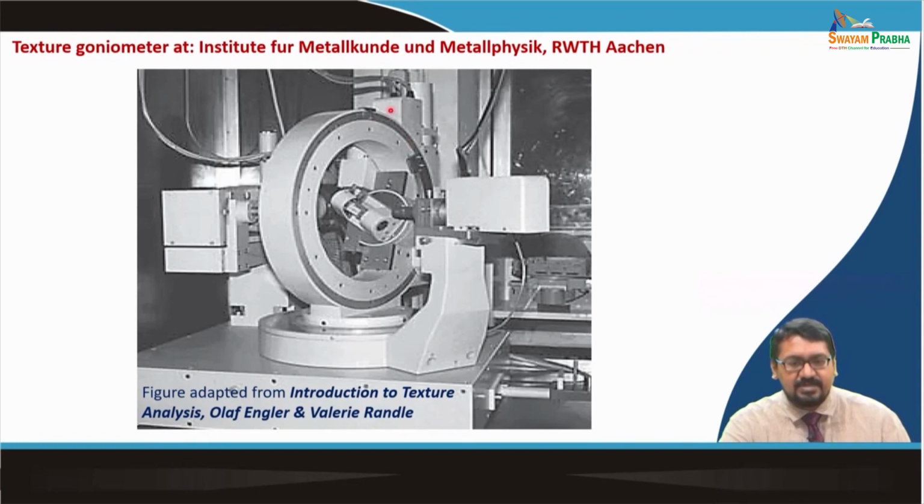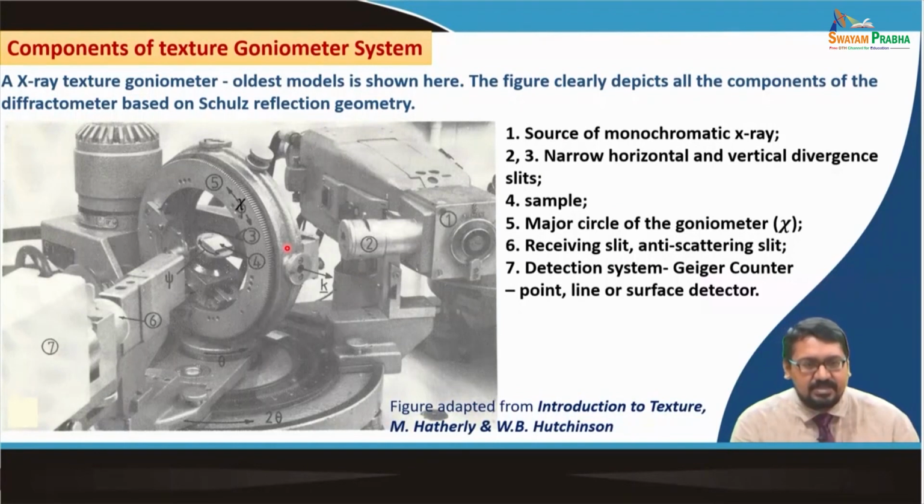You can see how big the Eulerian cradle was, and we can observe the detector and the source of the X-ray beam. And if we look into details of this texture goniometer, here is another figure that I would like to show, a picture adapted from the book Introduction to Texture Analysis by Hatherly and Hutchinson. This is a very old model, maybe the oldest model of a texture goniometer.